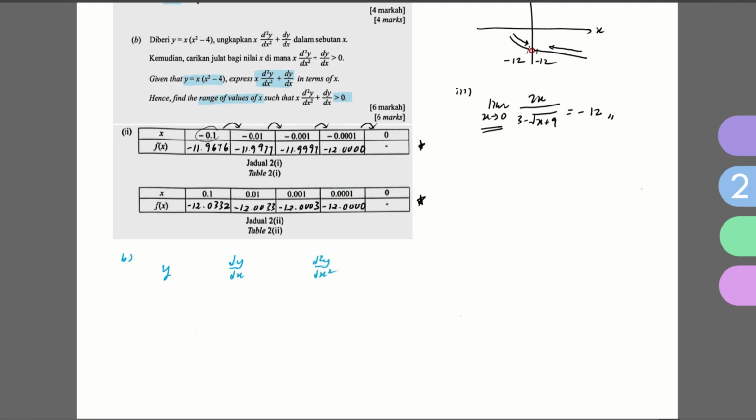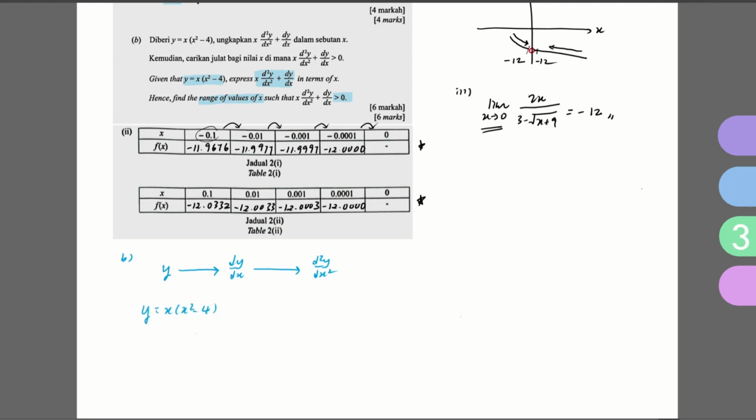For the levels in differentiation, I have explained in much detail in another video, so I'll put the link here. The first level would be y, and if we differentiate y, we will get dy over dx, and if we differentiate again, we will get d squared y over dx squared. So here we need to differentiate twice.